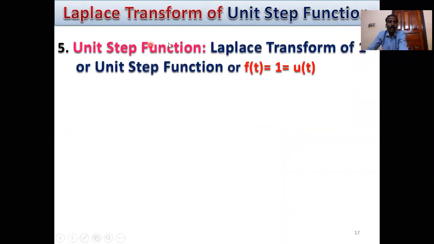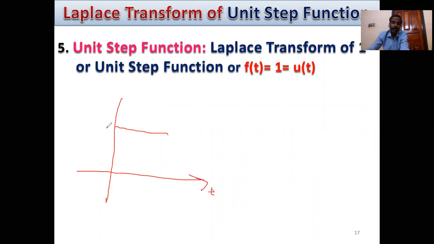And next function, the unit step function. Unit step function means just a constant unit. This is the unit step function. If this is t and this is r of t input, or u of t. This is u of t, and this is the step function, a constant magnitude step function. Then f of t equals 1 or equals u of t.